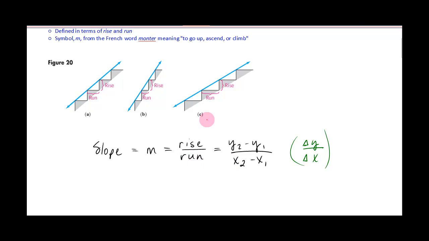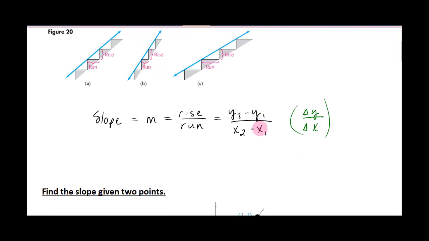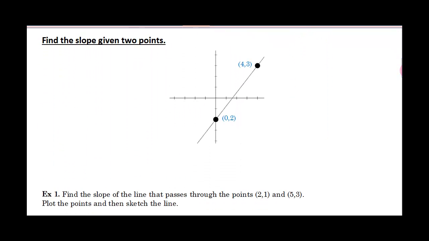Now, when we put a line like this on a coordinate plane where we have x's and y's, we can calculate the rise over run by taking the difference in the y's over the difference in the x's. You might see this as delta y over delta x, that's that little triangle. This would be read as the change in y over the change in x. Okay. So we're going to use this formula right here for m, for slope, to calculate the value of slope.